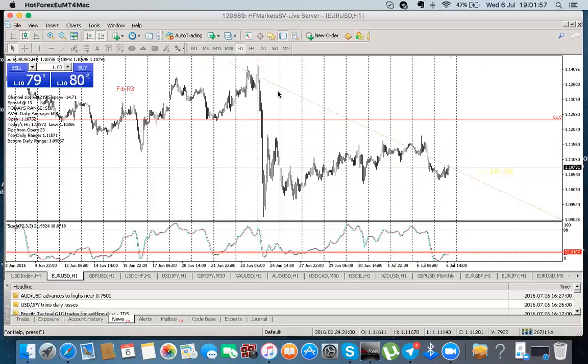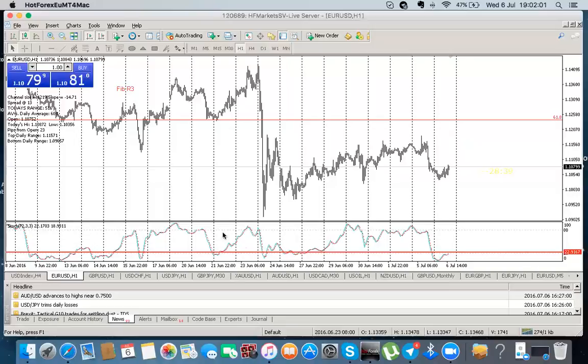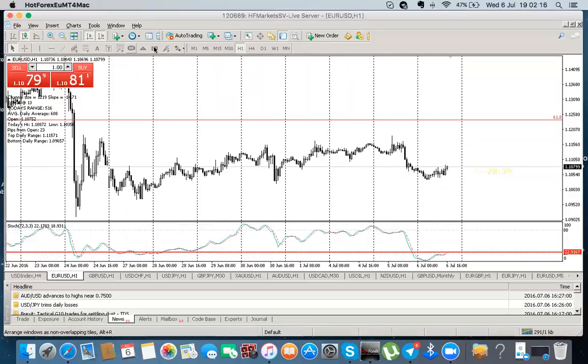We have this stochastic here. The stochastic that I use is 7, 2, 3, 3, so that you can get it from MetaTrader. You don't have to source it or use it from anywhere else.